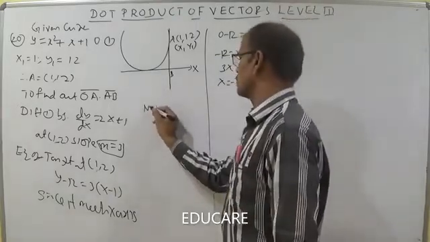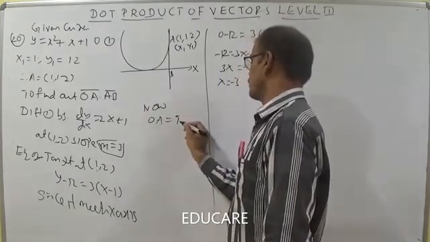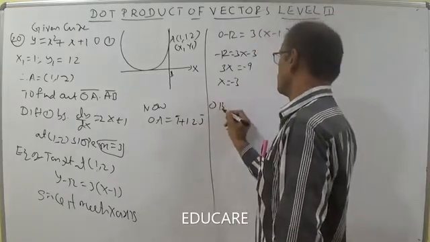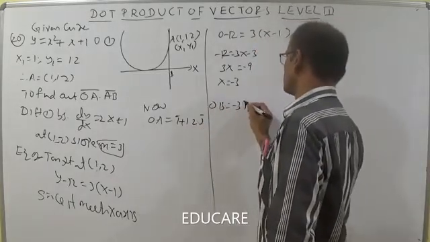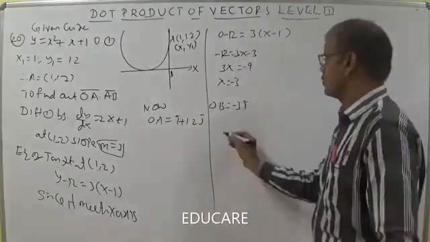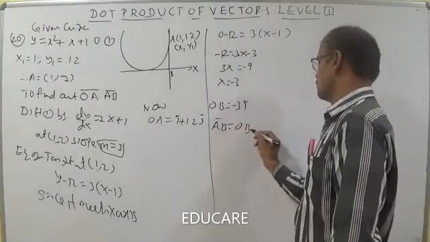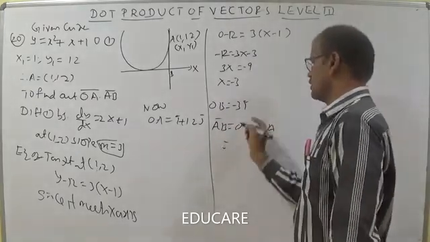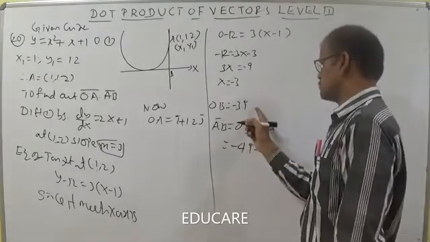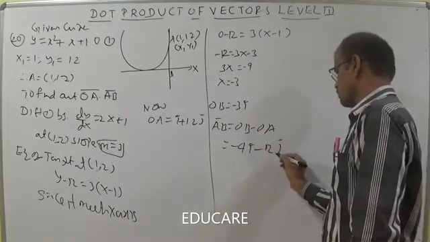Now OA is equal to i plus 12j. OB is equal to only minus 3i. Now AB is equal to OB minus OA, minus 3i minus i, minus 4i, and 0j minus 12j, which is minus 12j.